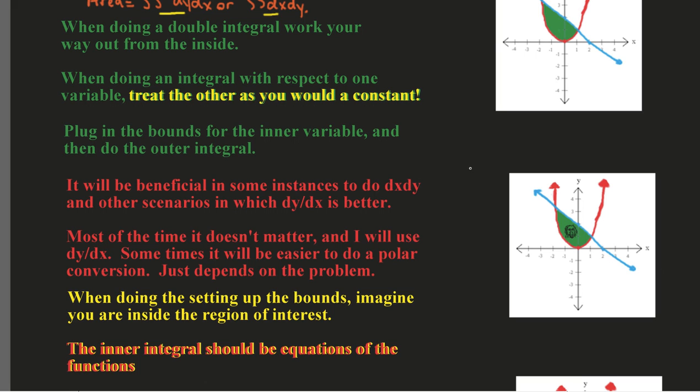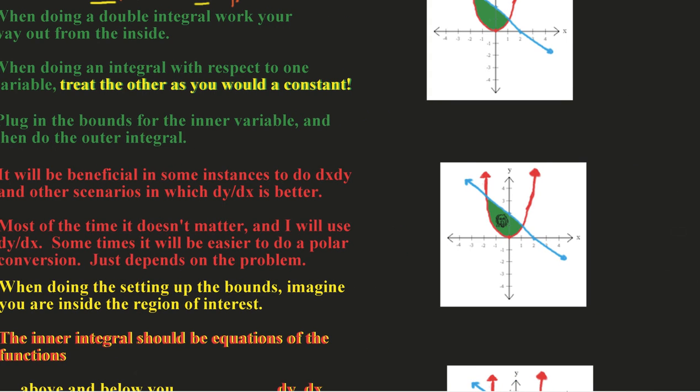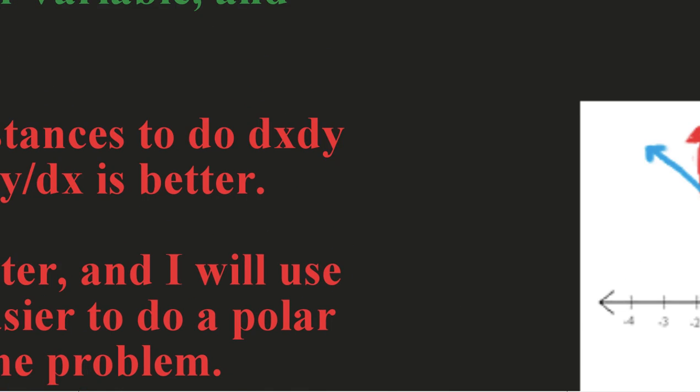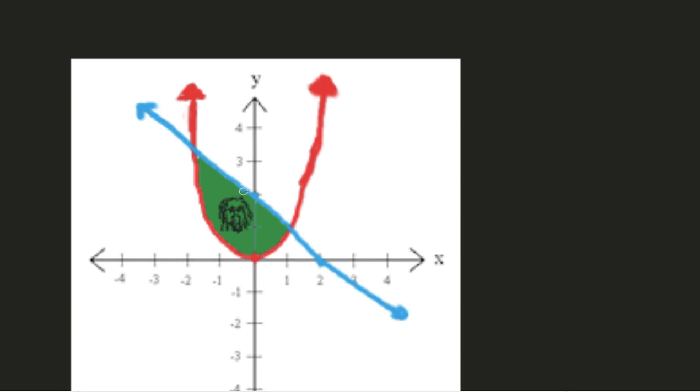Alright, so how would I go about doing these double integrals? Well, when I'm setting up a double integral, what I try to do is imagine myself inside the region of interest. So here's a small portrait of me inside the region of interest. But if I look up, what happens? If I look down, what happens? Well, when I look up, I hit this line here. When I look down, I hit this function here, x squared.